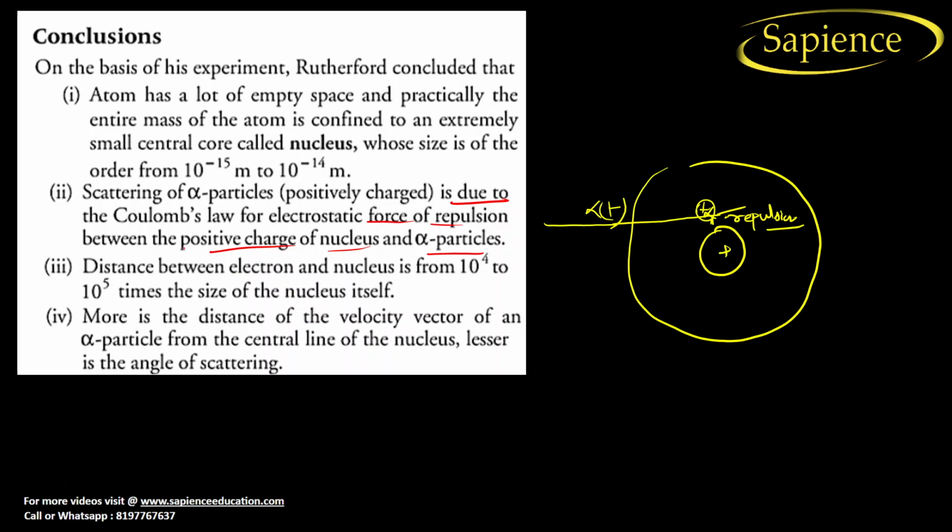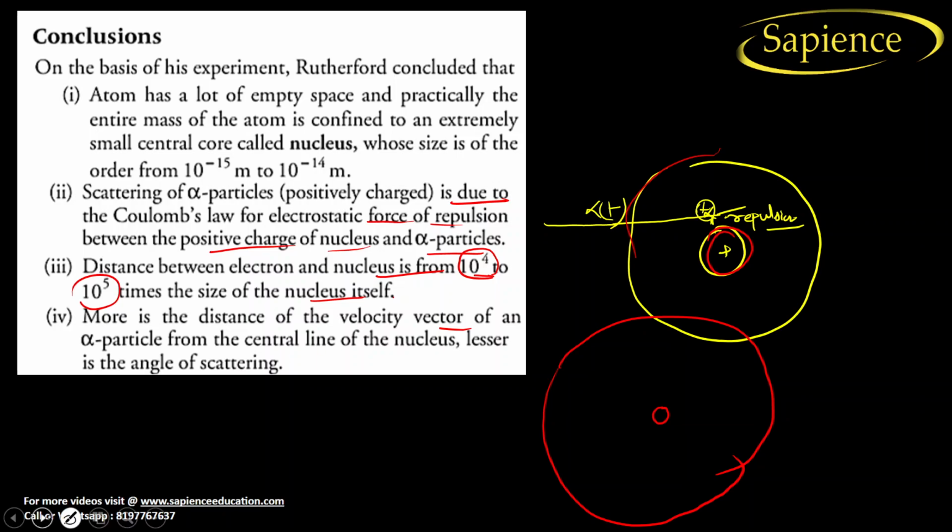Next, the distance between the electron and the nucleus is of the order of 10 to the power 4 to 10 to the power 5 times the size of the nucleus. So it means that the atom's size is very large compared to the nucleus. The nucleus size is very tiny and the atom is very large. The more the distance of the velocity vector of an alpha particle from the central line through the nucleus, the lesser is the angle of its scattering.